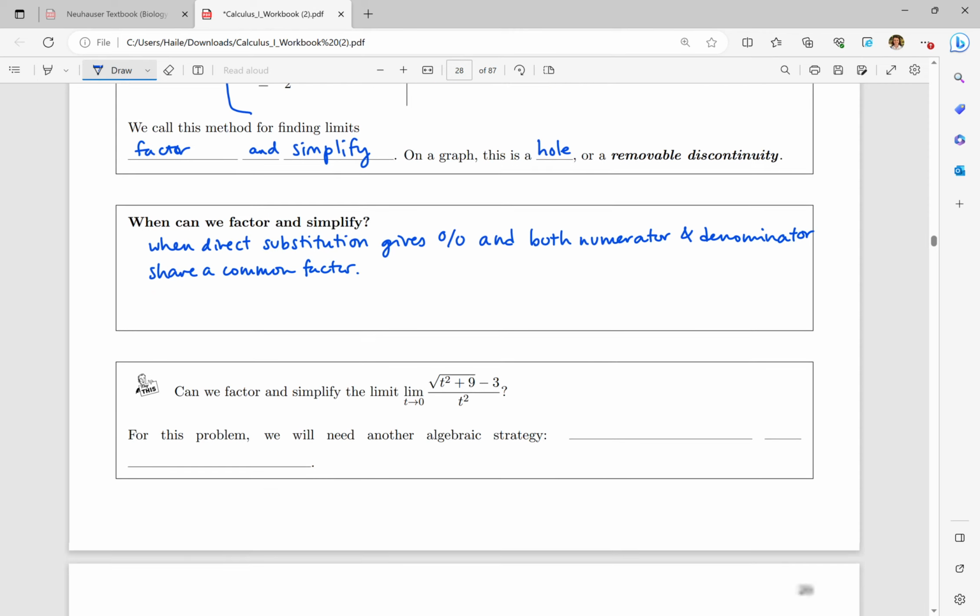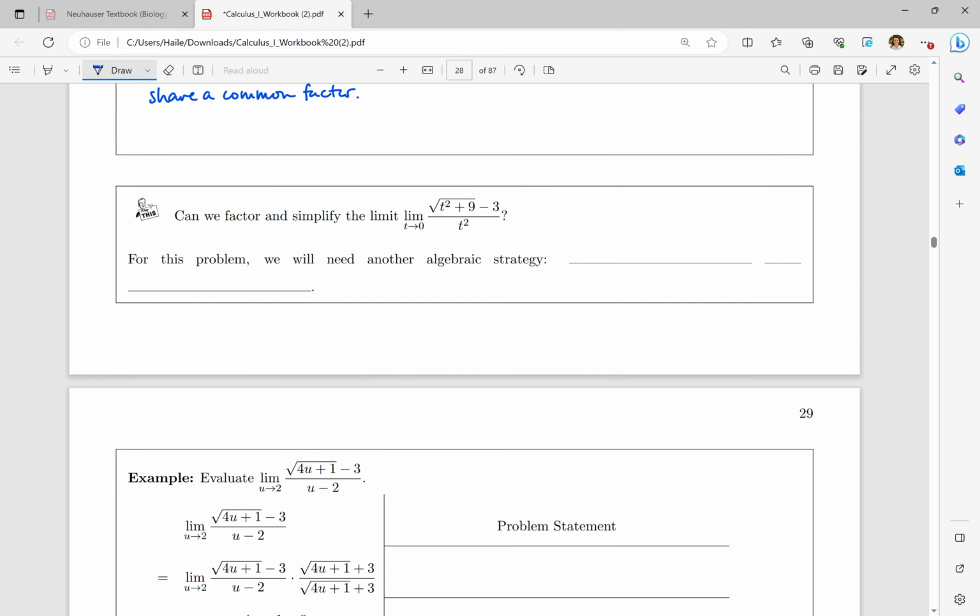Okay, let's look at another example. So that was one problem that could go wrong. Let's see another problem. So can we factor and simplify the limit as t approaches 0 of the square root of t squared plus 9 minus 3 over t squared? Well, I don't know. How could we factor the top? I don't think that there's a way. So that's kind of the problem here. If we were to try direct substitution, we'd have that same issue of 0 over 0 coming out, but now we can't factor.